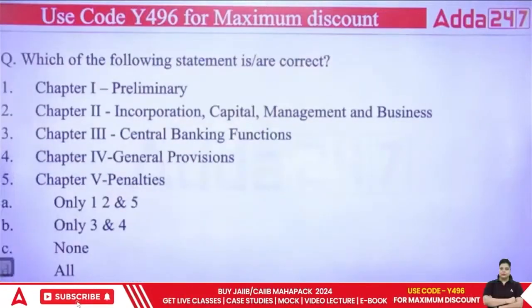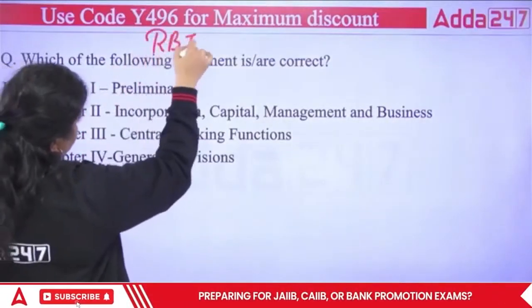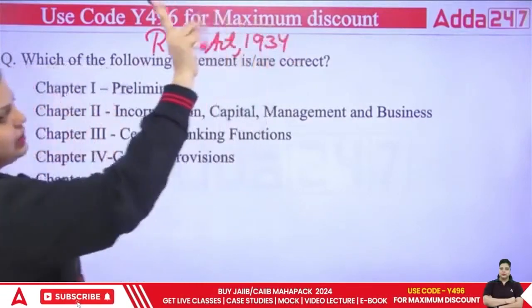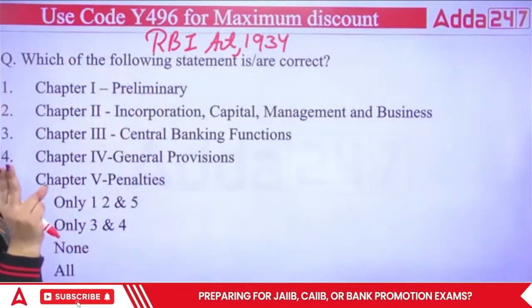Next question. Which of the following statements are correct? This is about the RBI Act. So the RBI Act 1934 has 5 chapters and 2 schedules. How many chapters are there? 5 chapters and only 2 schedules are there.